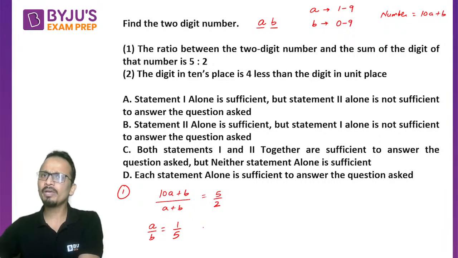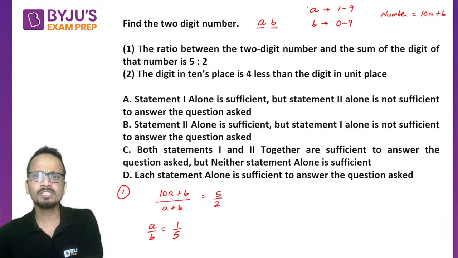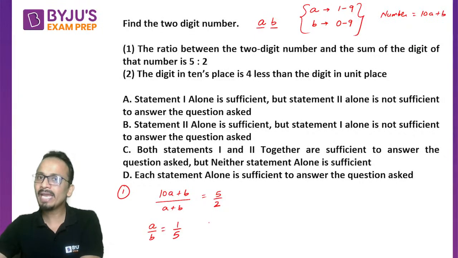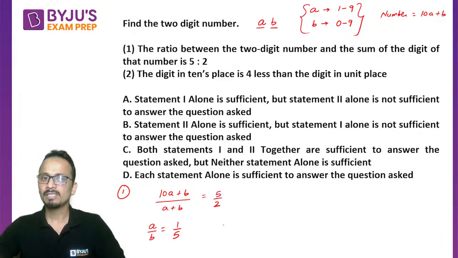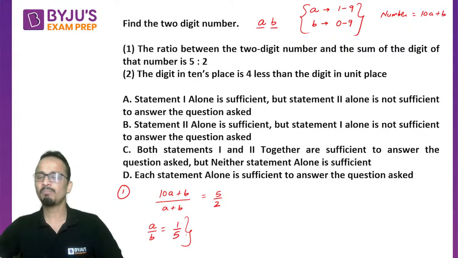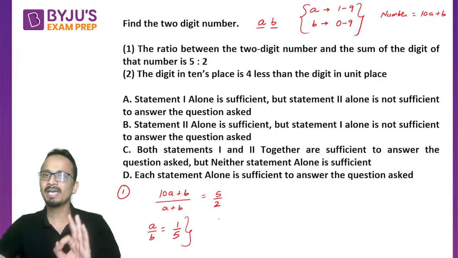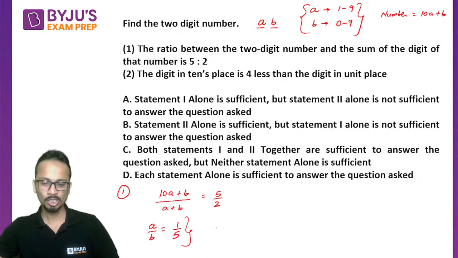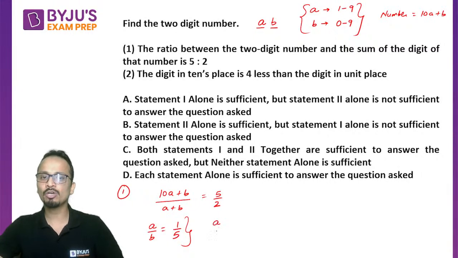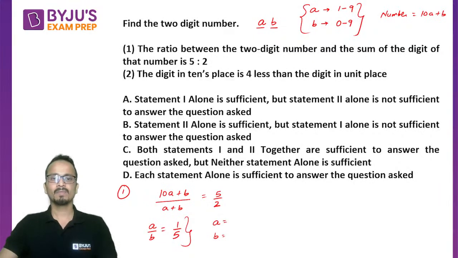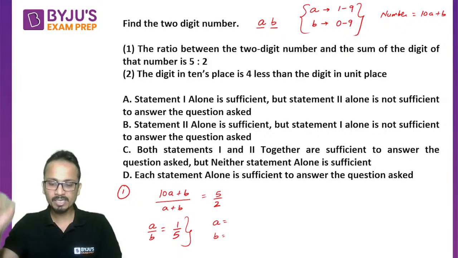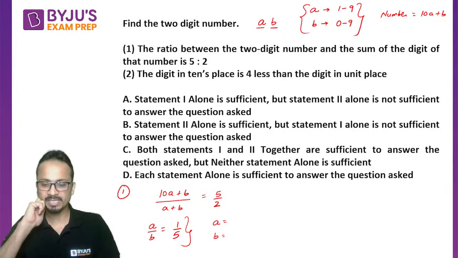Now, if you look at the top of the screen, you know the possible values of A and B. So can you give me a set of values of A and B? The ratio is 1 is to 5. Possible values of A are 1 to 9 and B is 0 to 9. So can you give me the values of A and B now? Single digit numbers which are in the ratio 1 is to 5.